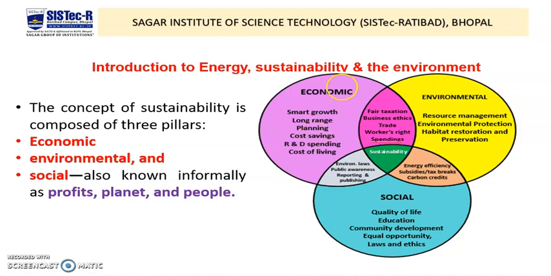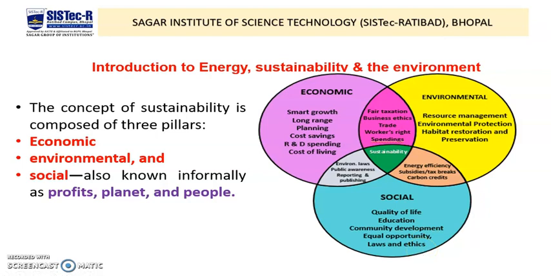Here we can say economic sustainability. It includes smart growth, long-range planning, cost savings, research and development spendings, cost of living. Environmental sustainability includes resource management, environmental protection, habitat restoration, and preservation. Social sustainability includes quality of life, education for all, community development, equal opportunities, laws, and ethics.